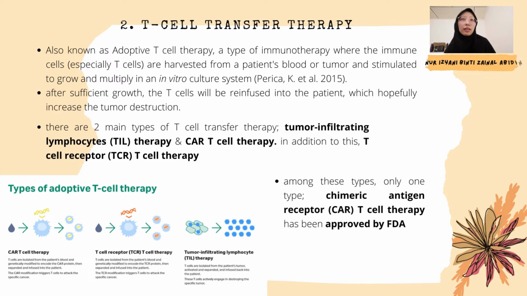Next, T-cell transfer therapy. The main principle of this therapy is that immune cells, especially T cells, are harvested from the patient's blood or from the tumor itself, and stimulated to grow and multiply in an in vitro culture system. After sufficient growth, the T cells are reinfused into the patient, which hopefully will increase tumor destruction. There are two main types of T-cell transfer therapy. Tumor-infiltrating lymphocyte therapy, where the T cells harvested originate from the tumor, and CAR T-cell therapy, where the T cells are isolated from the patient's blood and genetically modified to encode the CAR protein that can trigger T cells to attack the specific cancer.